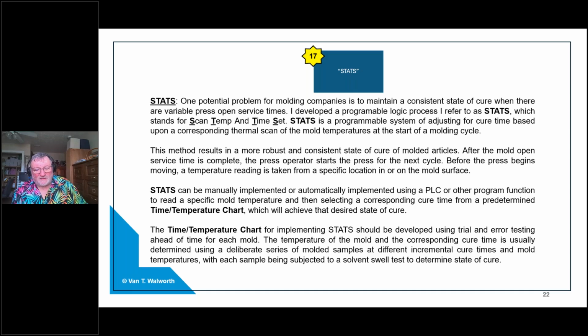But if my press open time varies, sometimes longer, sometimes shorter, for reasons I cannot avoid, then I know that for my standard set point on the press of a certain time and a certain cure temperature, I'm not going to maintain a consistent state of cure. So what this says is that, okay, I'm a process engineer doing a test. I'm going to pick a spot on the press, and I'm going to take a temperature.